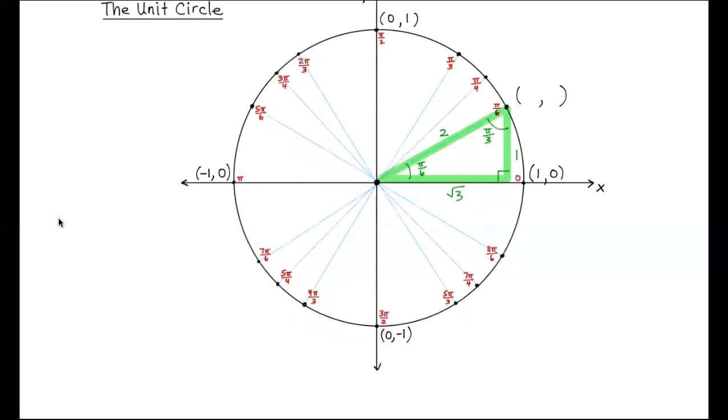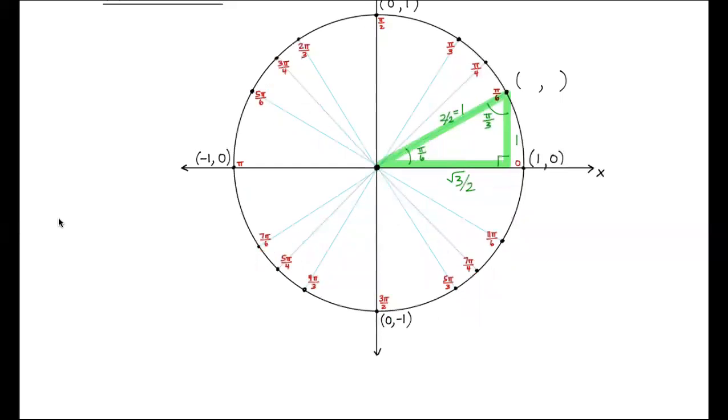But instead, remember we said that this length here had to be 1 because this is the unit circle. And so if I needed to go through and make that be 1, I could take each of those values and divide them by 2 to make this length be 1. So this one I'm going to divide by 2, and this one I'm going to divide by 2. And so what happens here is now I've changed the side lengths a little bit, but because I've divided them all by 2, the ratios still work.